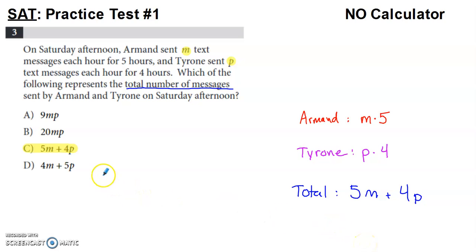One other tempting option to maybe pick, if you get this and you say, all right, well, 5 plus 4 is 9, I've got an M and a P, you might accidentally combine these. They're not like terms, so they can't be combined, so we're not going to be looking at choice A, we're definitely looking at choice C.